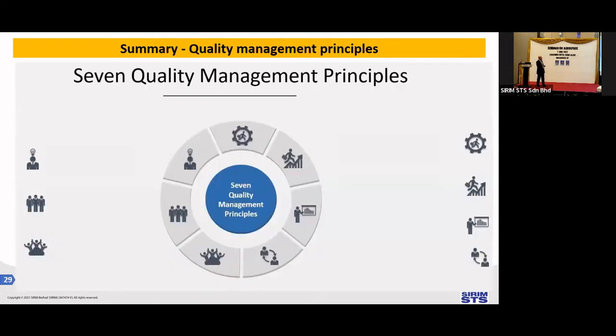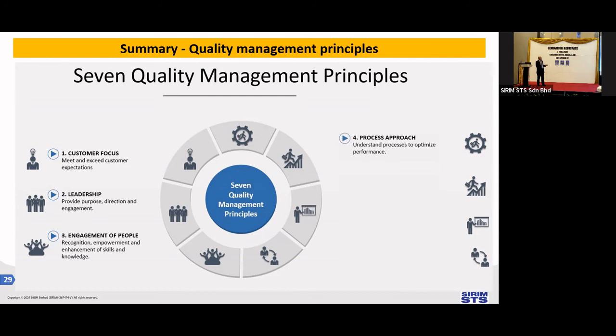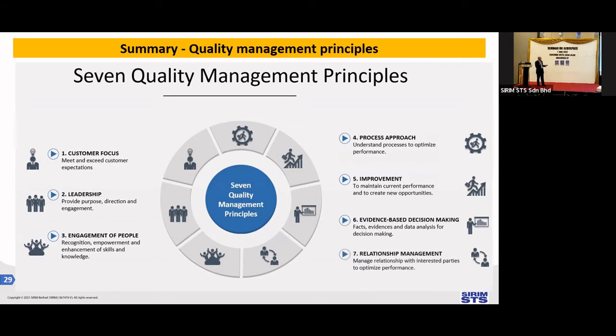So these are the 7 principles of quality. You can see here, in summary, customer focus, meet and exceed customer expectation. Number 2, provide purpose, direction of engagement of people. Number 3, engagement of people on the recognition, empowerment, enhancement of skill and knowledge. And number 4, process approach. Understand the process to optimize the performance. Number 5, improvement to maintain the current performance and to create the new opportunity. Number 6, evidence-based fact, evidence and data analysis for decision making. And finally, number 7, relationship management, manage relationship with the interested party to optimize the performance. So number 7, if we have good supplier, if we have good product or good quality, you are happy. Yeah? Customer are very happy.